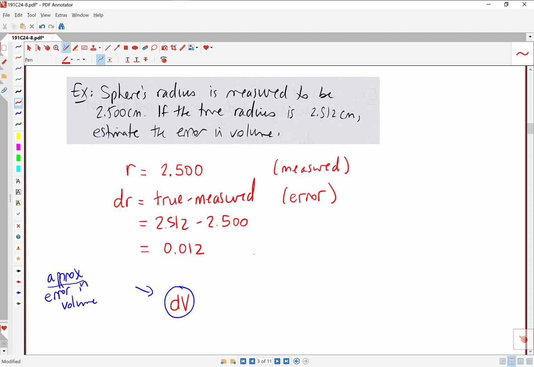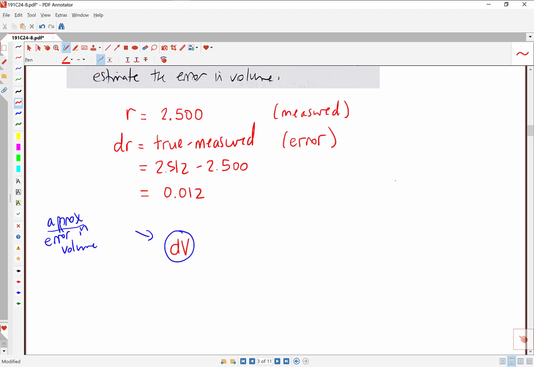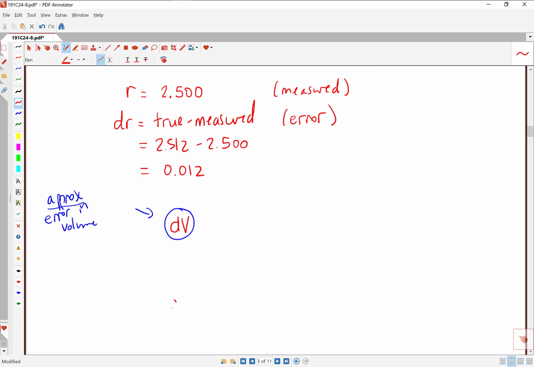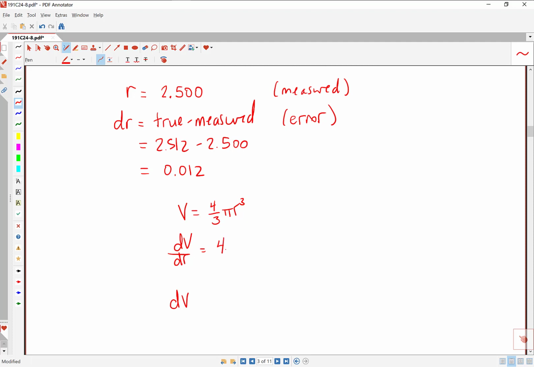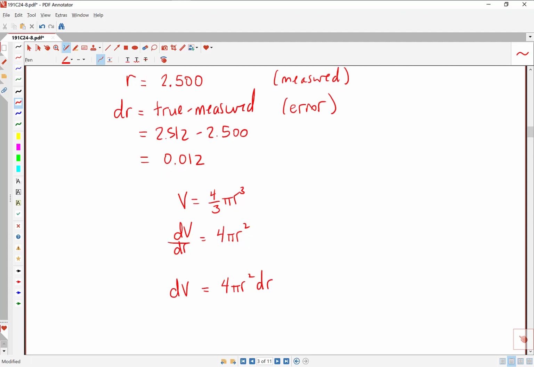So as an intermediate step to getting dV, if we wanted to do this in a logical order, we might write our dV a little bit further down on the page just to give us room to do some calculation. What we need to start with here is finding a formula for the volume. We're talking about a sphere, so the volume is 4/3 pi r cubed. And then if you like, you could write dV/dr is, well, the 3 is going to come down in front, you have 4 pi r squared. And then you could rearrange that to get dV equals 4 pi r squared dr. And that's what's going to allow us to figure out our approximate error.